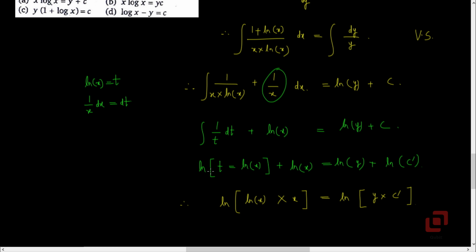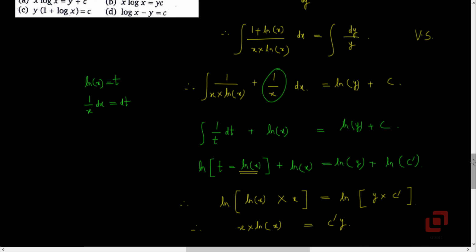Here note that the term inside the log also contains log of x, and that is the reason when you simplify log of log x plus log of x, you will get log of x into x. Therefore, x into log of x will be equal to c dash into y, as if log of one function is equal to log of the other function, the two functions must be same.